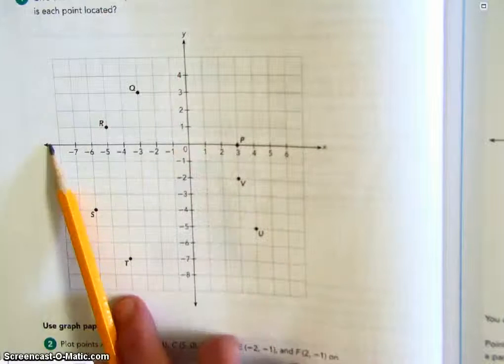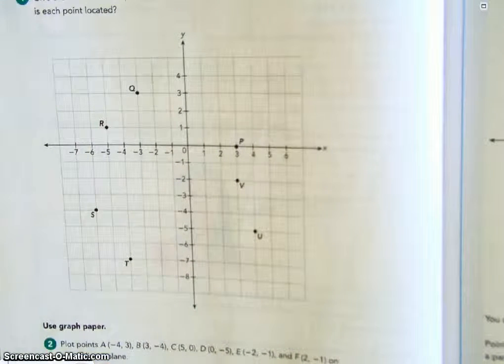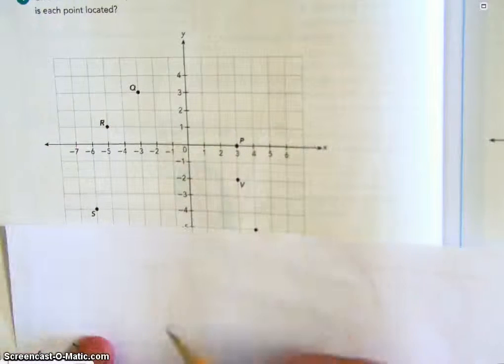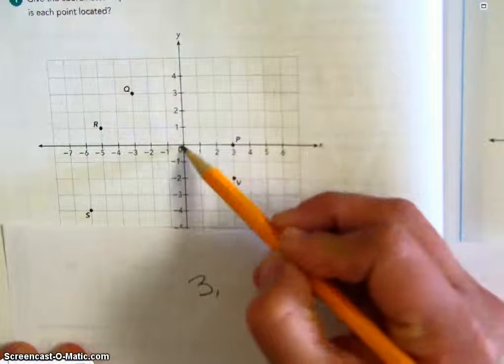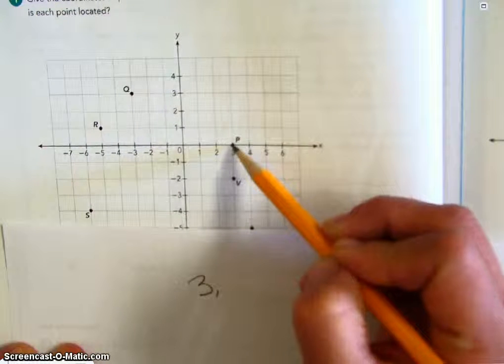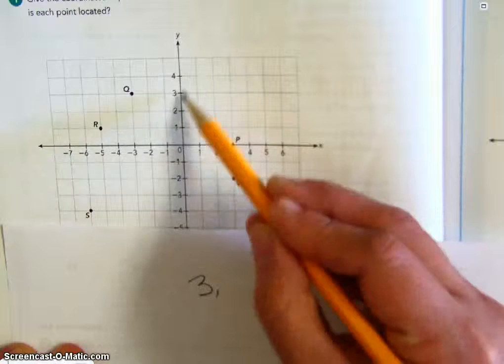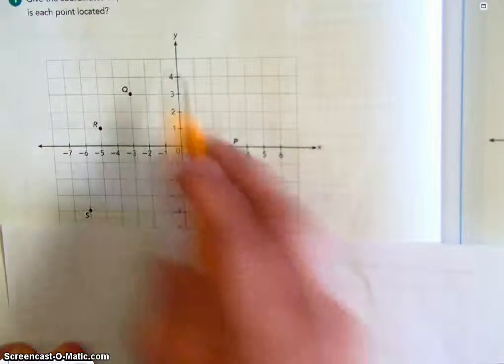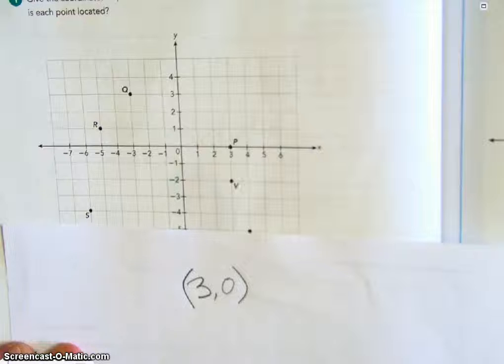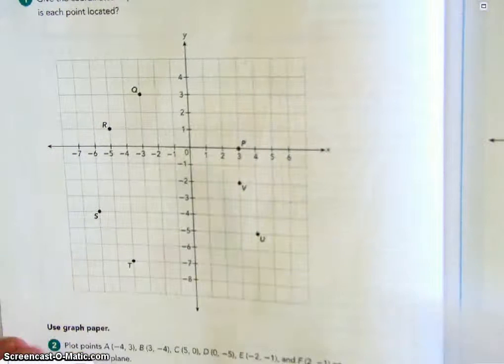So on the x-axis first is going to be 3. We write that first because it's on the x-axis, and then it is actually 0 because it's right on the x-axis line, so it doesn't go up at all on the y-axis. So we're going to write 0 for the other one.